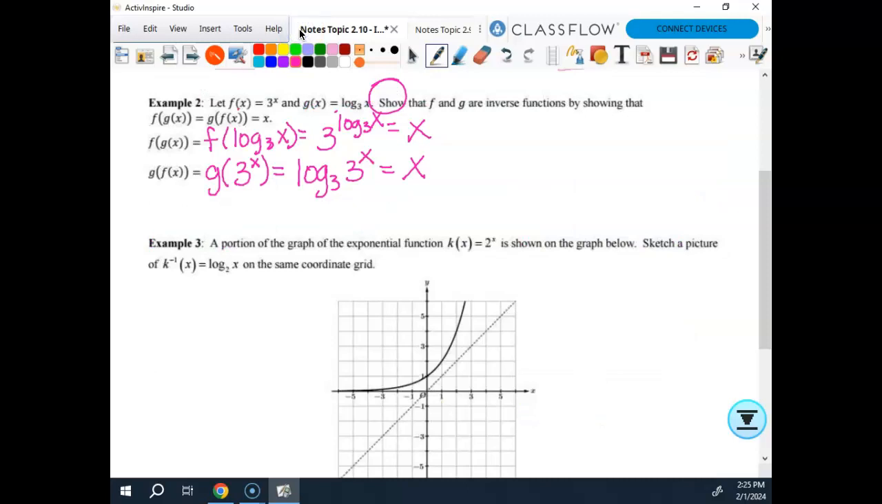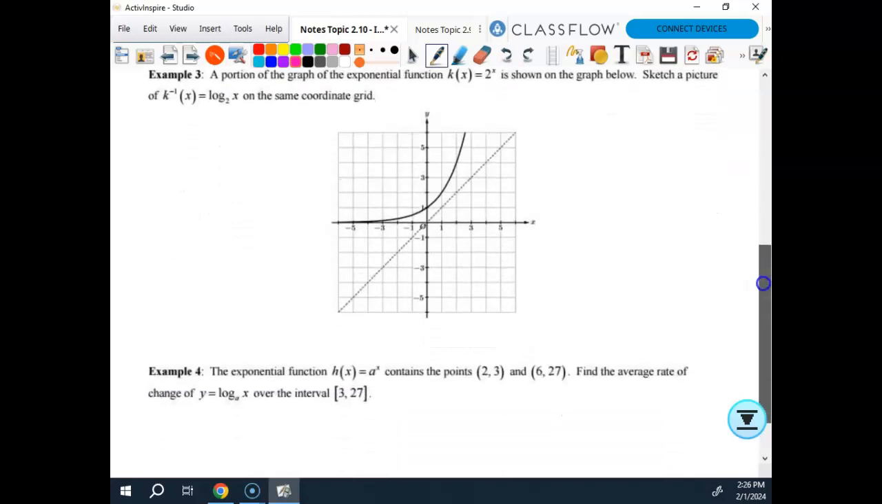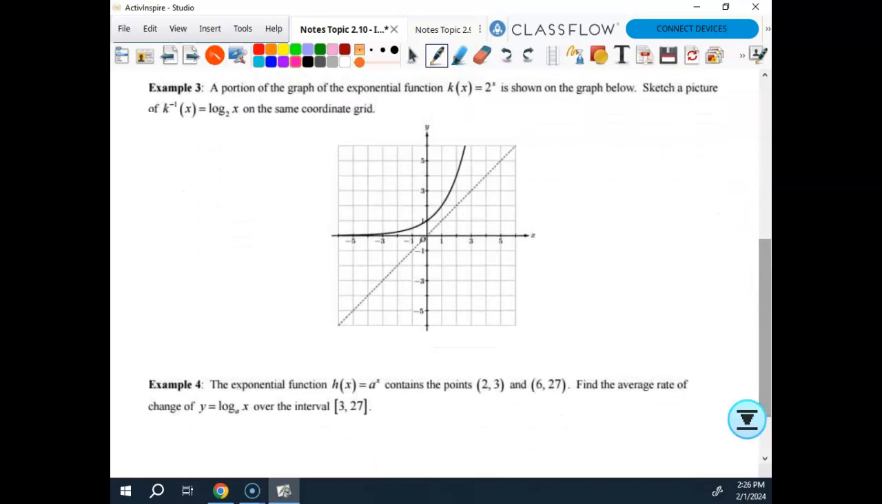We showed that they're both equal to x. We're good to go. Now, there's other ways to figure this out besides just knowing it, but it takes log properties that we haven't talked about yet that we will get to eventually. And if you know them, that's great. If not, I think it's just easier to know what you get from here. Okay. All right. So we have a portion of the graph of the exponential function K of x equals 2 to the x is shown below, so they've graphed it for us.